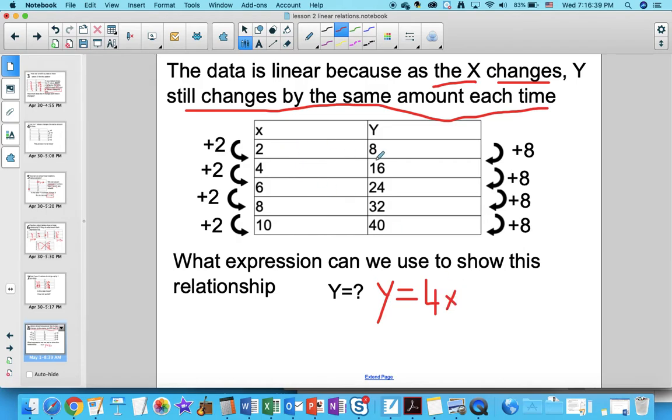How did I get that? Well, look at 2 and 8. How do I turn 2 into 8? Well, times 4, right? That's 8. Oh, 4? Well, times 4, 16. 6, times 4, 24. Times 4, 32. Times 4, 40. It works. Whatever y is, it's 4 times x. So you could say y equals 4x, or 4 times x.